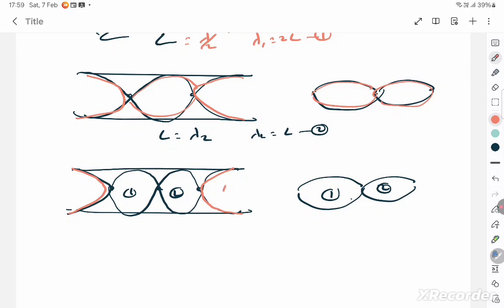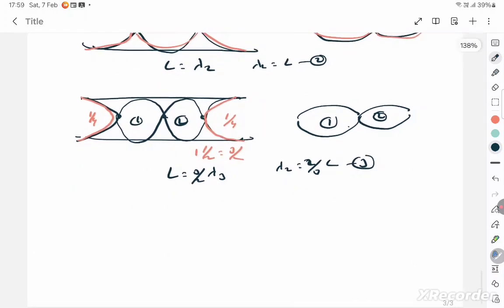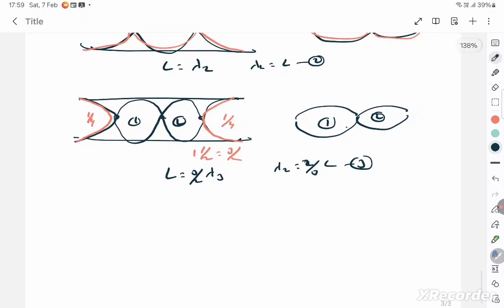These two together make, this is 1/4 and this is 1/4, they make it half, so 1.5. So 1.5 is 3 by 2, so we can say the entire length is occupying 3 by 2 lambda. So lambda 3 is 2 by 3 of L. Equation 3. Once you write this, you can start writing the frequencies.